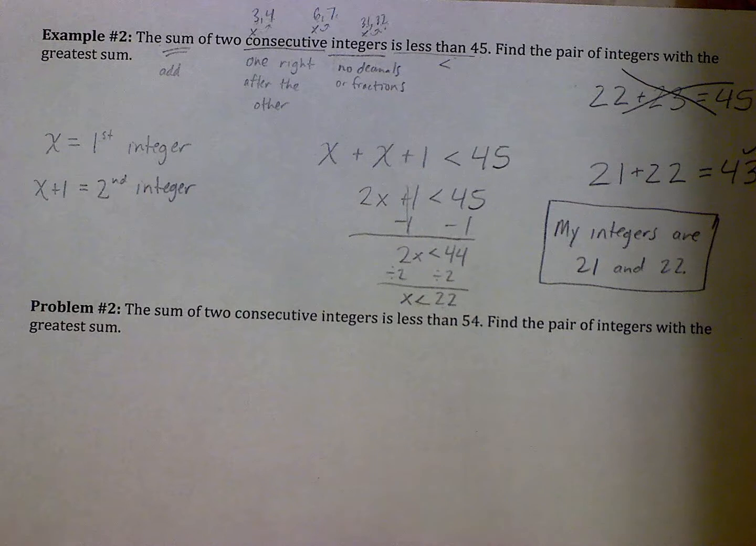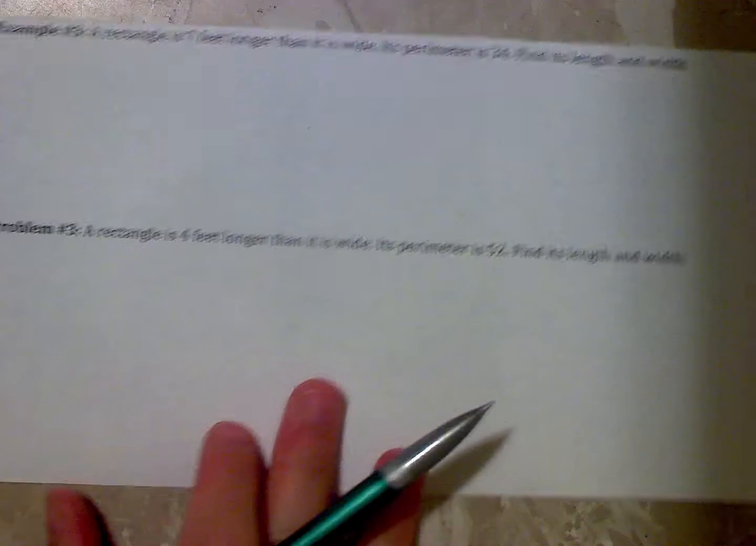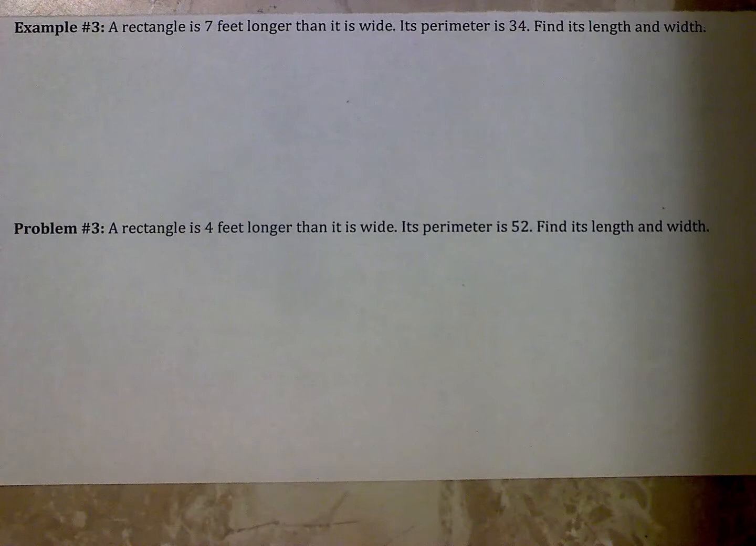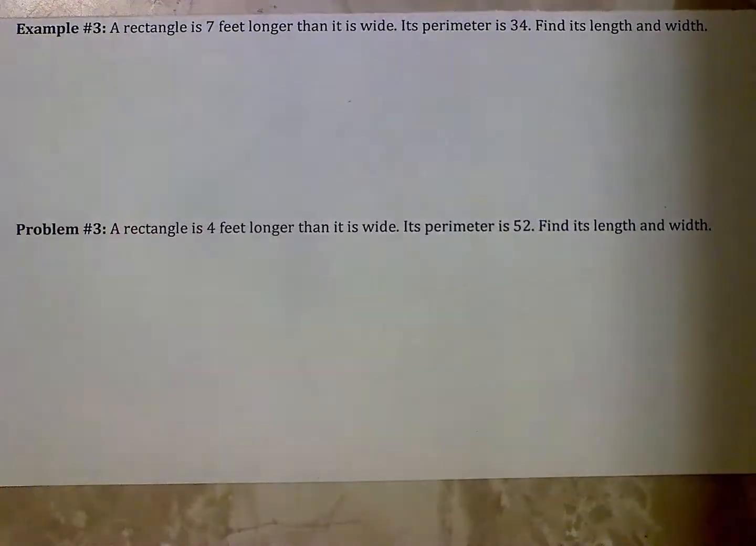Okay, that's that one. You're going to do this problem on your own. Go ahead and find example number 3. Again, you have some examples done, but example number 3 is not done, so please find that one. Example number 3. A rectangle is 7 feet longer than it is wide. Its perimeter is 34. Find the length and width.